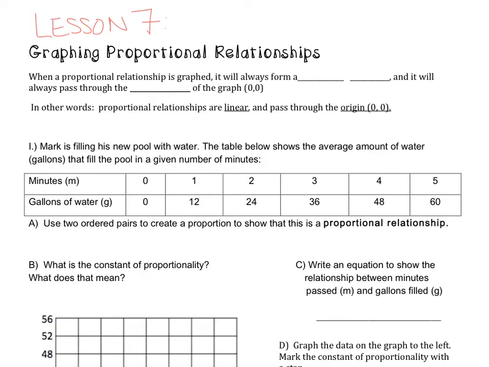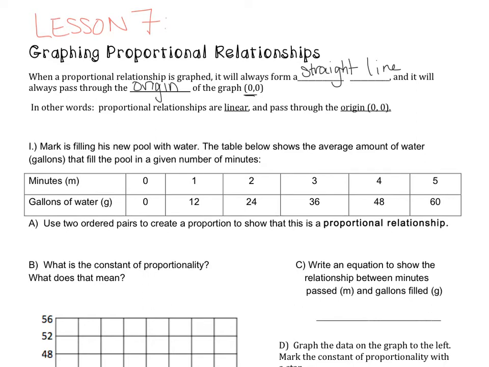So let's look at this top part here in our notes. When a proportional relationship is graphed, it will always form a straight line and it will always pass through the origin of the graph. So straight line through the origin, 0, 0. If those two things happen, then it will be a proportional relationship.